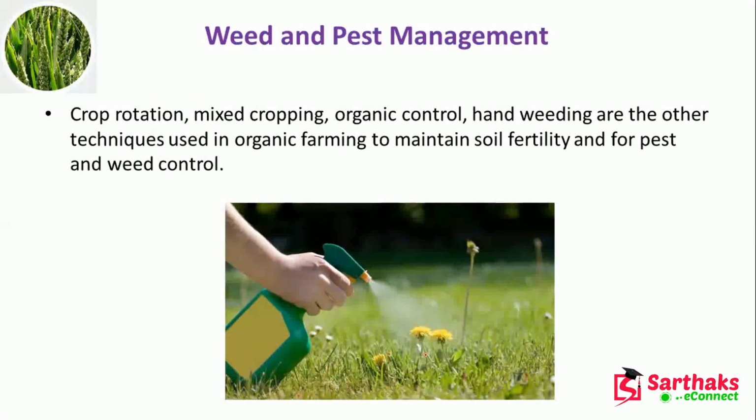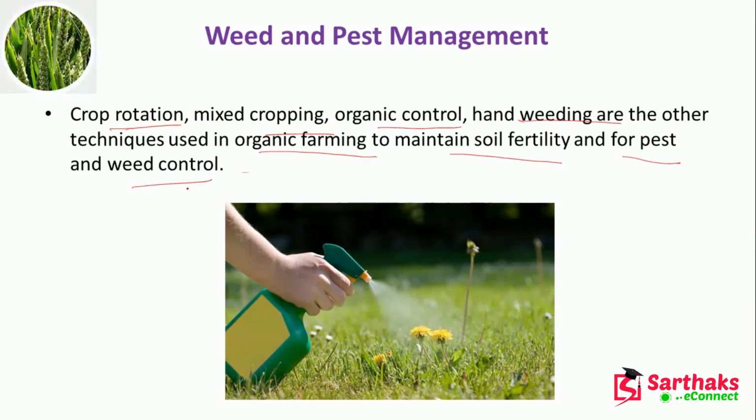Now, weed and pest management. Weeds are unwanted plants you have whenever you are cultivating a very large field. At that time, you can see that some plants are unwanted, and they are taking the nutrition of the soil along with your required crop. So crop rotation, mixed cropping, and organic control, hand weeding are the techniques of organic farming to maintain the soil fertility, and pest and weed control. This pest and weed control is very, very important.